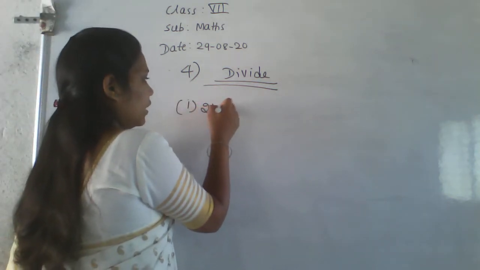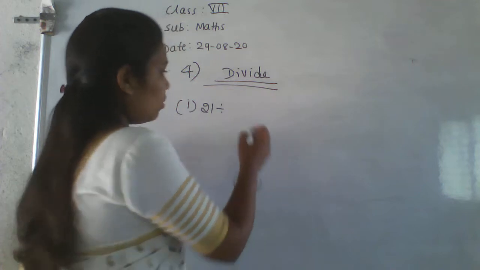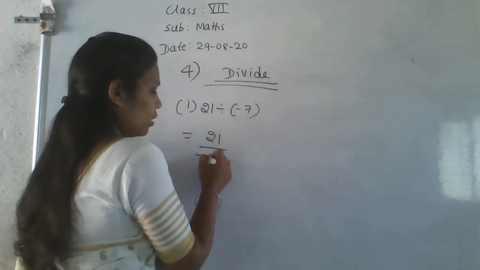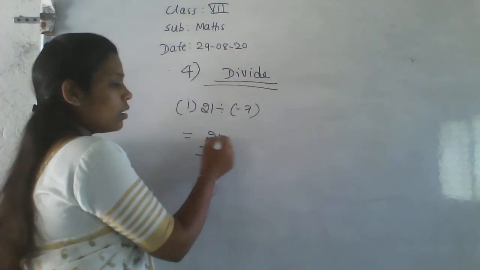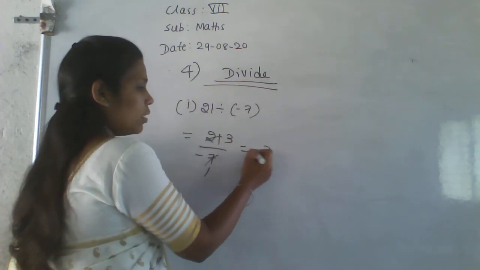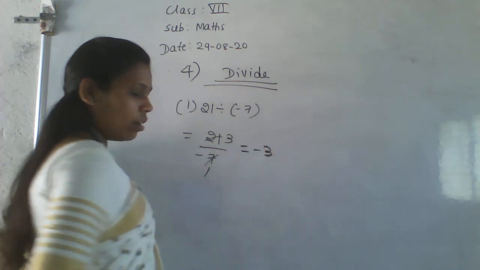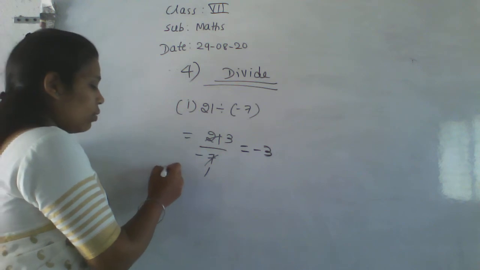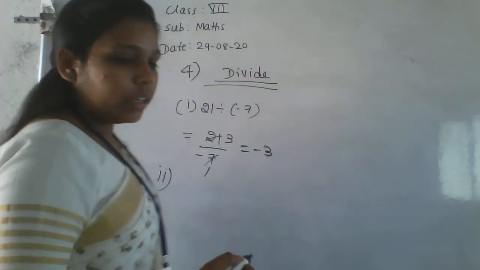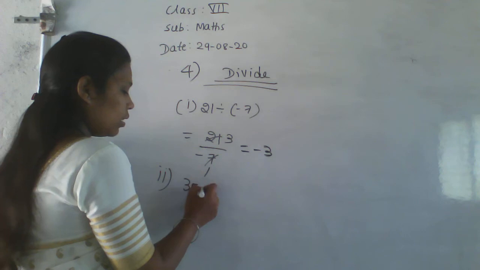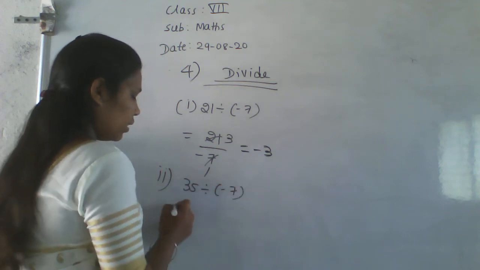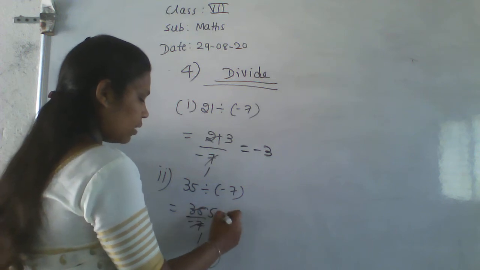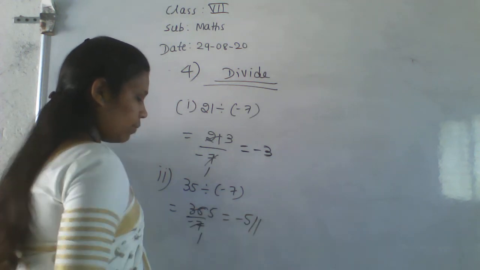First, 21 divided by -7, so it is 21 by -7. 7 threes are 21, so the answer is -3. Like this you have to do the division. The second one is 35 divided by -7. 7 fives are 35, so the answer is -5.